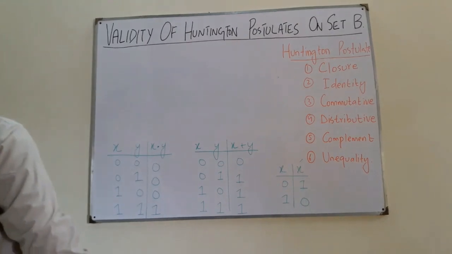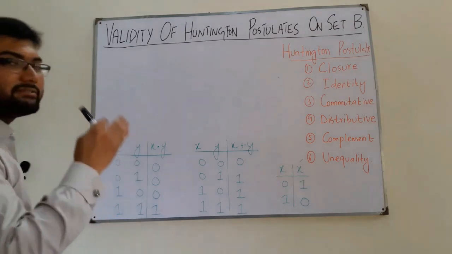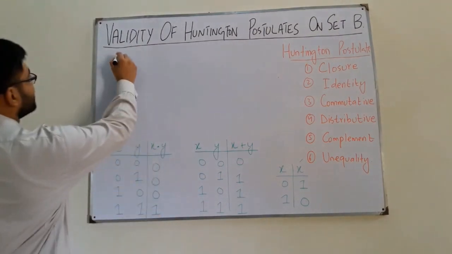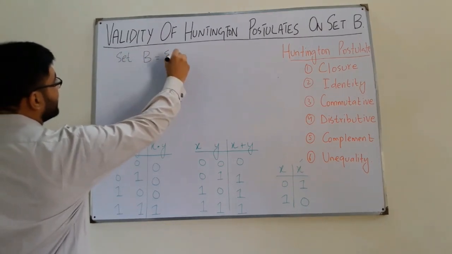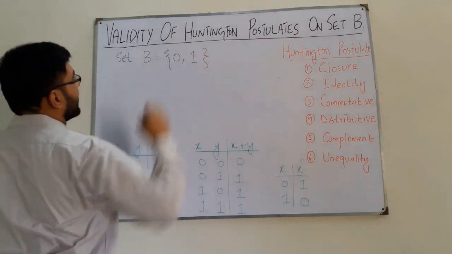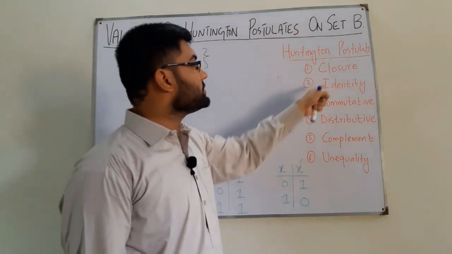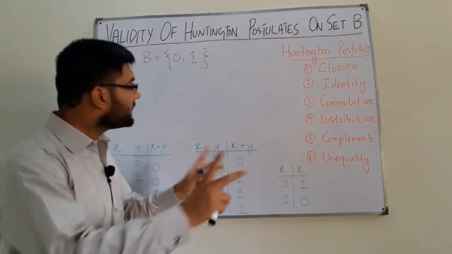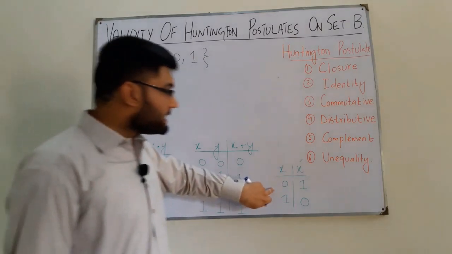So today we discuss whether the Huntington postulates that we have discussed earlier are valid on the set B. And what is the set B? The set B is the set of binary which contains the two elements 0 and 1. Okay? So these are the Huntington postulates. Let me revise them. Closure, identity, commutative, distributive, complement and inequality. And the basic three operators, the AND operator, the OR operator and the complement.